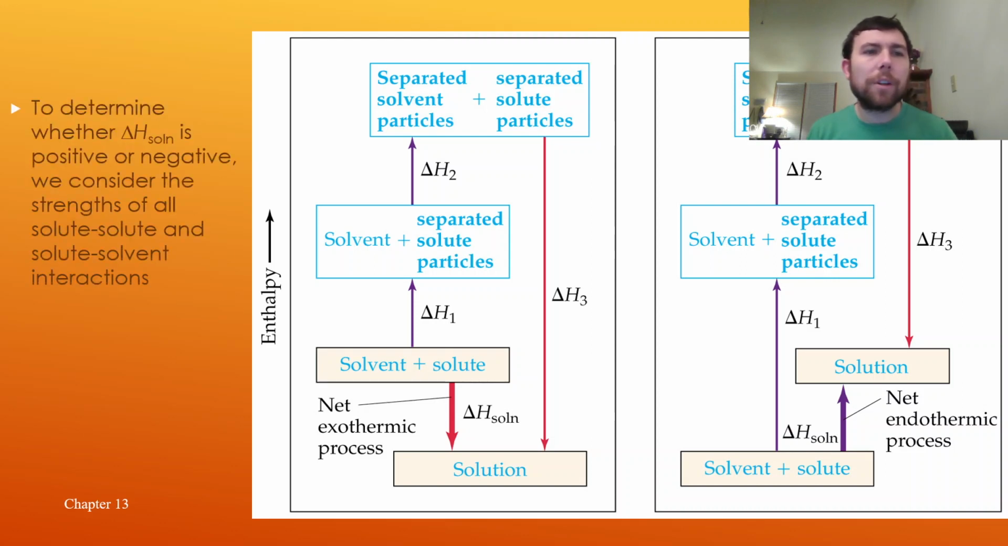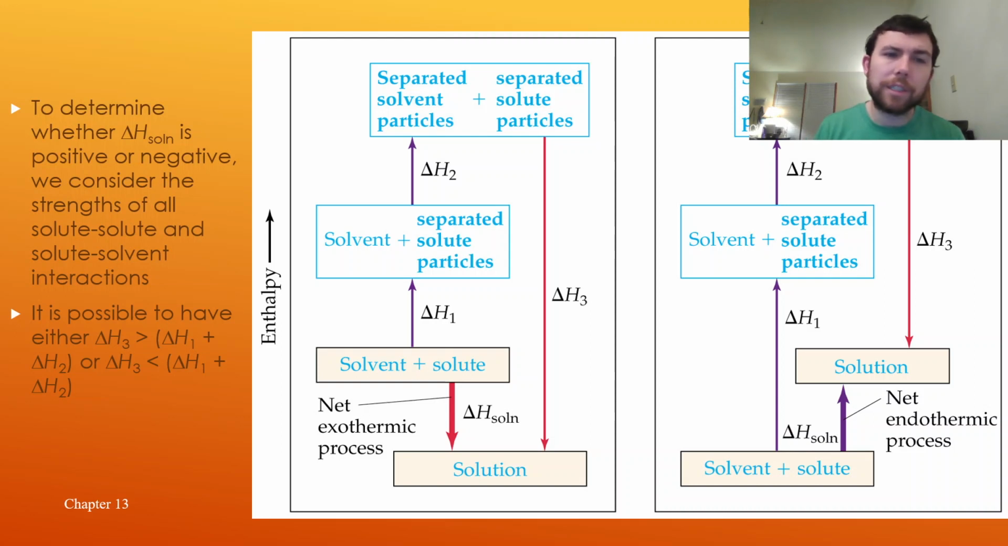And so to determine whether delta H solution is positive or negative, we're going to consider the strength of all of the solute-solute and solute-solvent interactions that are taking place. And so in our cases, what's either going to happen is delta H3 is going to be greater than the sum of delta H1 and delta H2, or delta H3 is going to be less than the sum of delta H1 and delta H2. And so that will determine whether or not it's endothermic or exothermic.